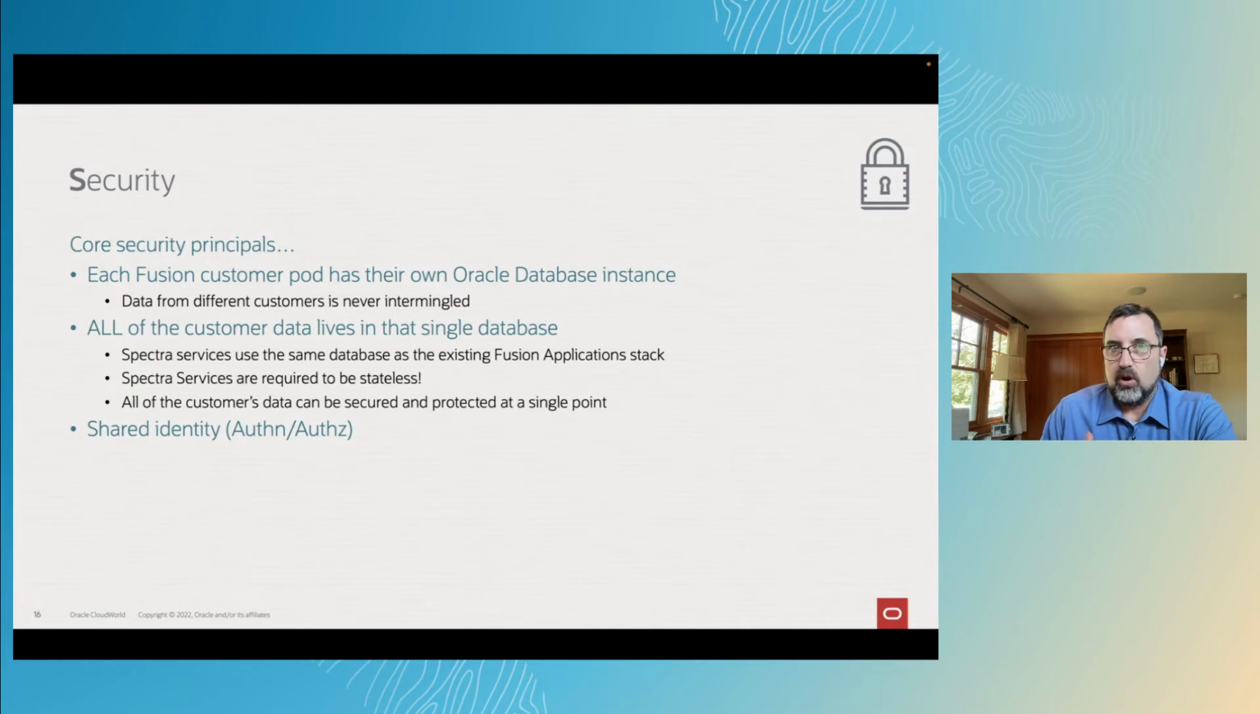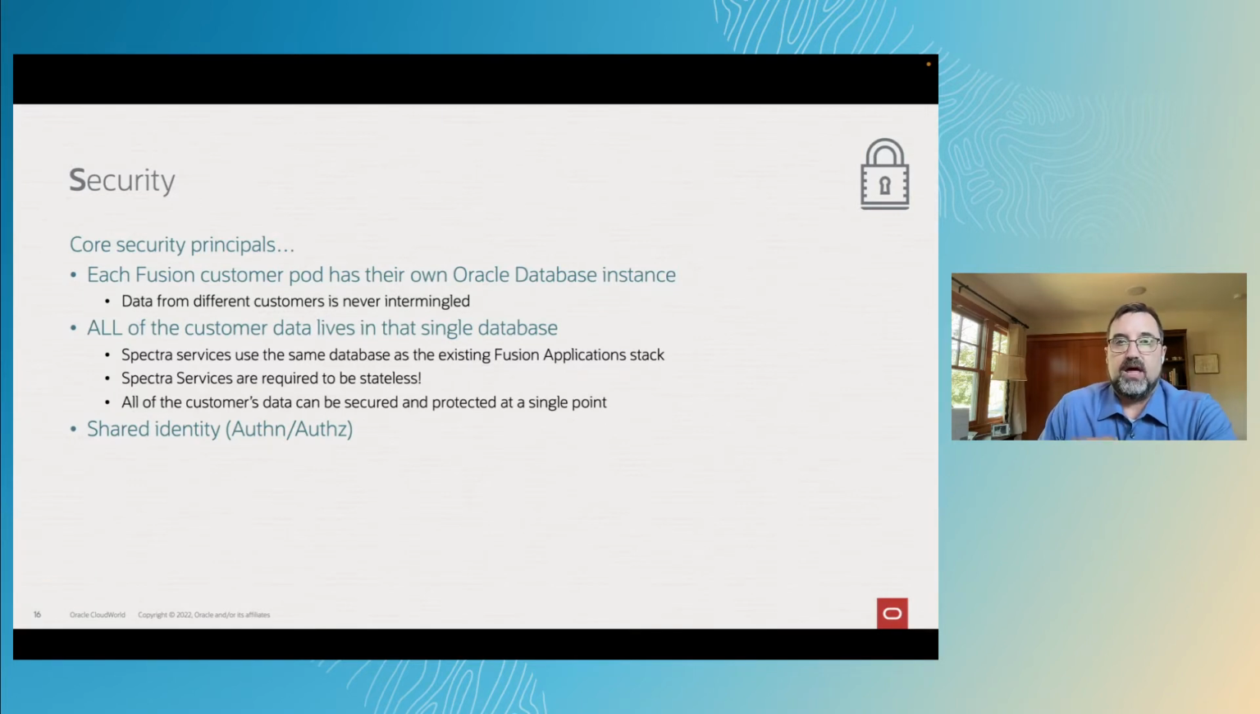And very specifically, one of our core principles under the security guise is that each customer has their own Oracle database instance. This is true with Fusion, the existing stack, and this is true with Spectra Services. They use that same database. I talked about that earlier. From a security standpoint, that means the data from different customers is never intermingled. And even data within a customer, if you have stage pods and test pods and your production pods, that data is never intermingled.